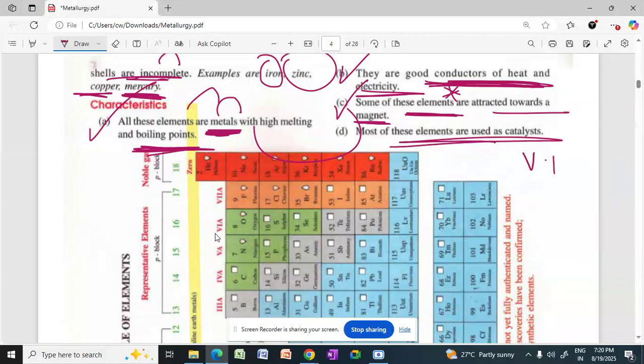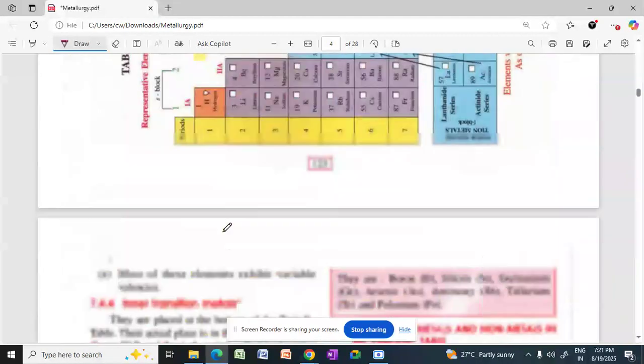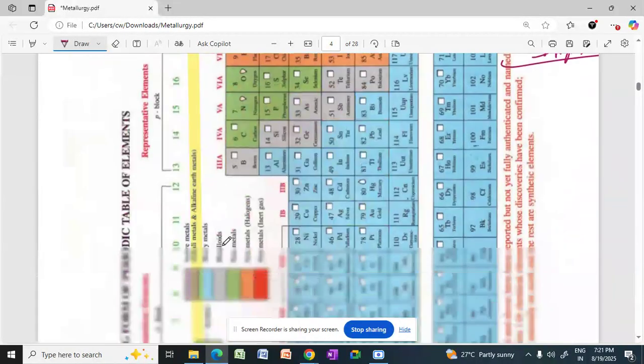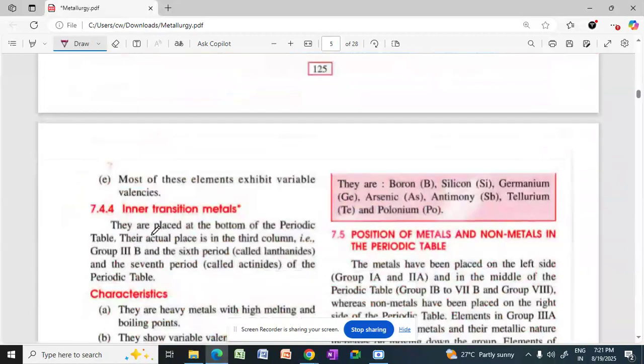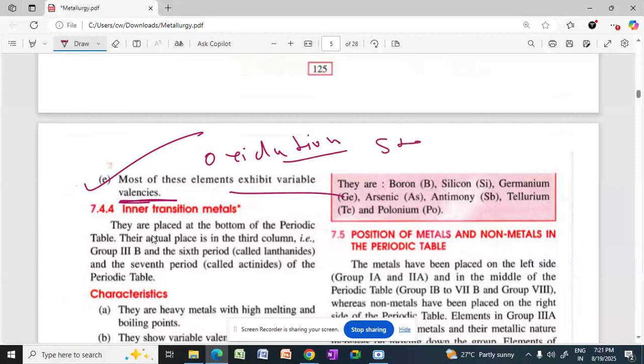Next, most of these elements are used as catalysts. A catalyst is a substance that increases the rate of a chemical reaction, meaning your chemical reaction will happen fast. Most of the elements are used as catalysts, like iron. Next, most of these elements exhibit variable valences. They show variable, different oxidation states.